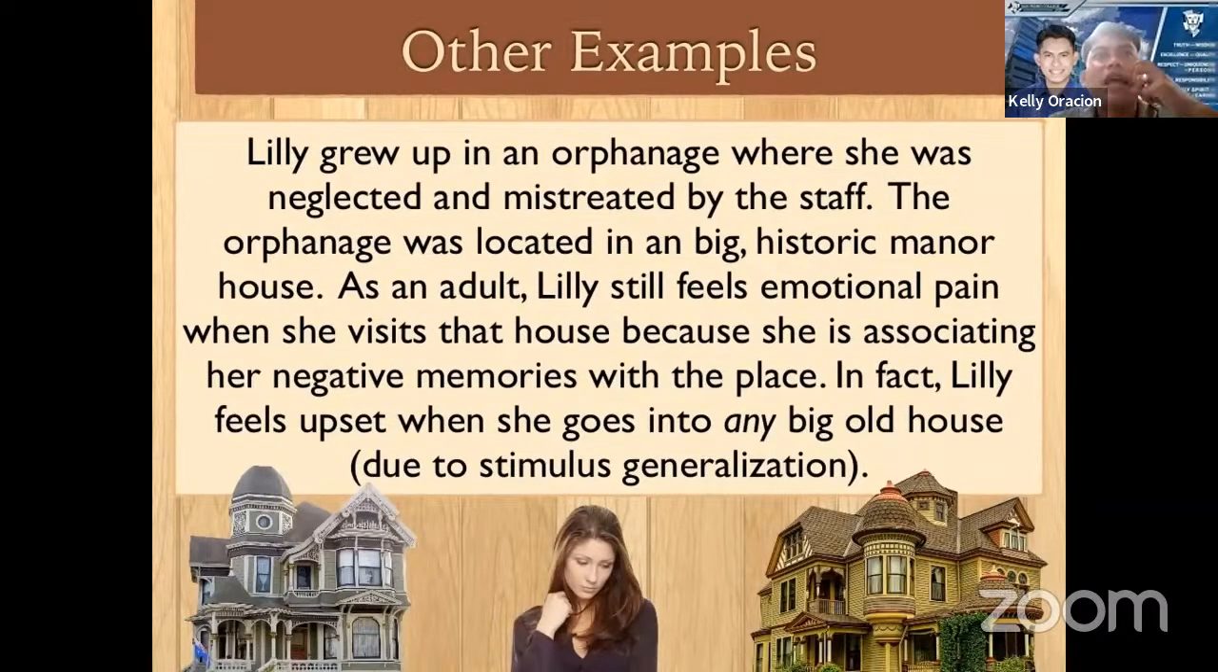Another example is this. Lily grew up in an orphanage where she was neglected and mistreated by the staff. The orphanage was located in a big, historic manor house. As an adult, Lily still feels emotional pain when she visits that house because she associates her negative memories with the place. In fact, Lily feels upset when she goes into any big old house because of stimulus generalization. She generalizes her experience to big houses, so whenever she enters a big house, she becomes afraid.